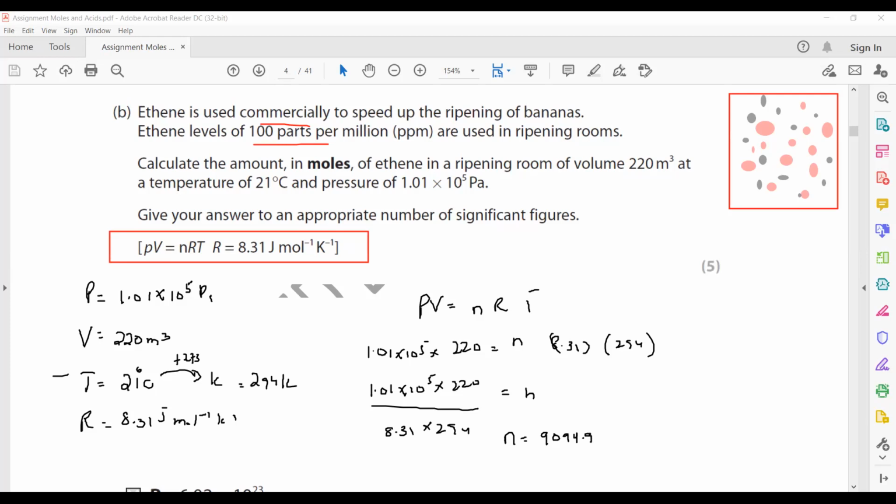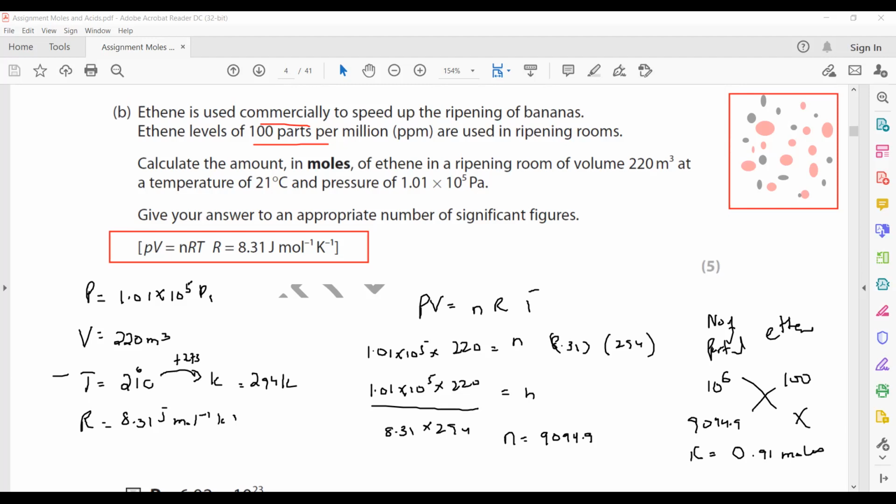These are the total number of moles. But we know that the whole room does not contain ethene, only a fraction of the particles is ethene. If we have 1 million particles, we only find 100 ethene molecules. So if we have 9094.9 particles, then it will be X ethene molecules. So you will cross multiply to get the value of X, and that X will be the number of ethene moles, which will come out as 0.91 moles. Not molecules, about the moles.